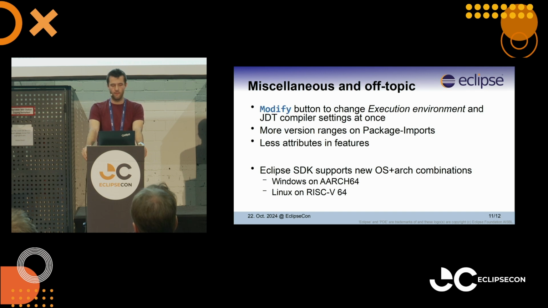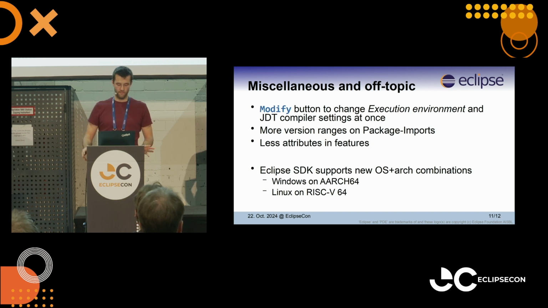In general, there are more version ranges with upper bounds added to package imports, on attributes and features. You maybe have also noticed that there are fewer attributes written into your feature XML files. And the off-topic part is that the Eclipse SDK is now supporting new OS and architecture combinations, namely Windows on ARM and Linux on RISC-V 64.